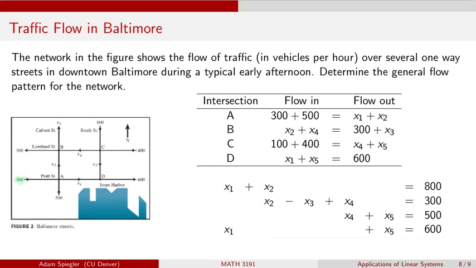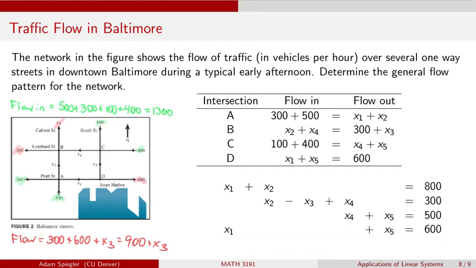So I have 300 cars per hour going in here, 500 going in per hour here, and 400 going in per hour here, and 100 going in per hour over there. So altogether, the sum of the flow into this system would be 300 plus 500 plus 100 plus 400, which gives a total of 1,300 vehicles per hour. And this should balance out with the flow out, which we have 300 going out per hour, 600 going out per hour here, and then we have X3 going out per hour there. So the sum of these flow outs should equal the sum of the flow in.